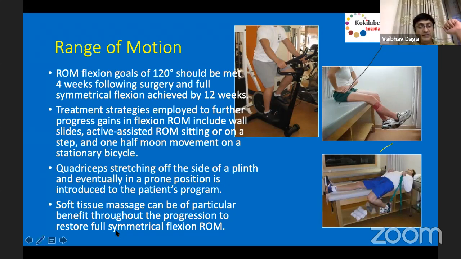Soft tissue massages can be of particular benefit throughout the progression to restore the full symmetrical flexion range of motion. So soft tissue massages, your hands-on treatment, are the treatments which need to be started at this stage, so that the quadriceps are very well conditioned with the soft tissue, where the fascia over the quadriceps is not contracted, and you release that fascia so that you can get a good range of motion with that.